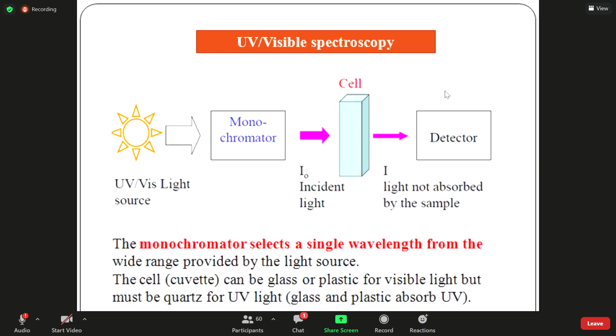Actually, we use this to calculate the concentration of any unknown sample. I will show you how we can calculate the concentration. I mean the molar concentration, or milligram per liter, like this. So normally these are the components. Obviously there will be a light source, suppose a UV source or a visible source. So light is coming from this source.